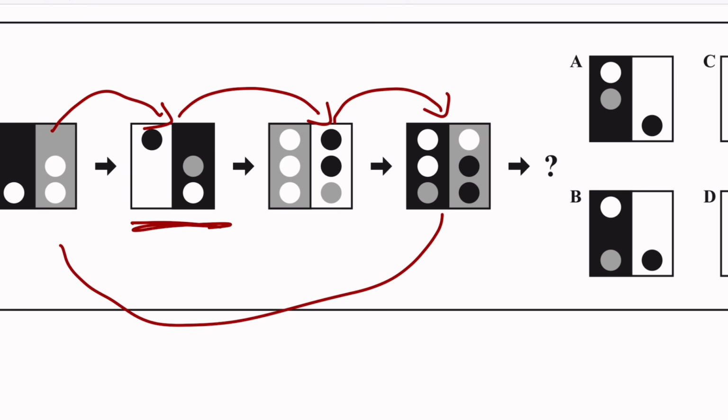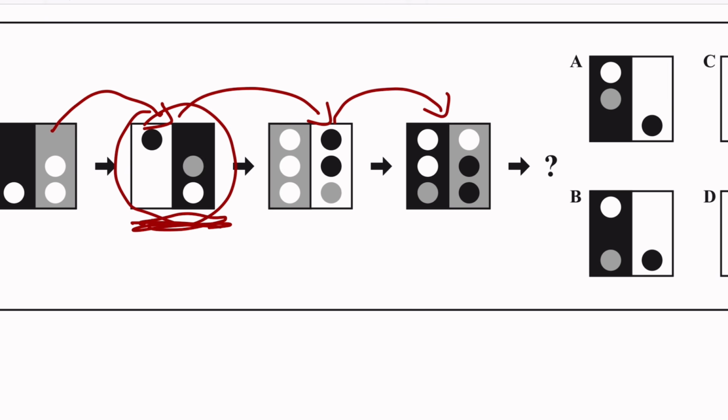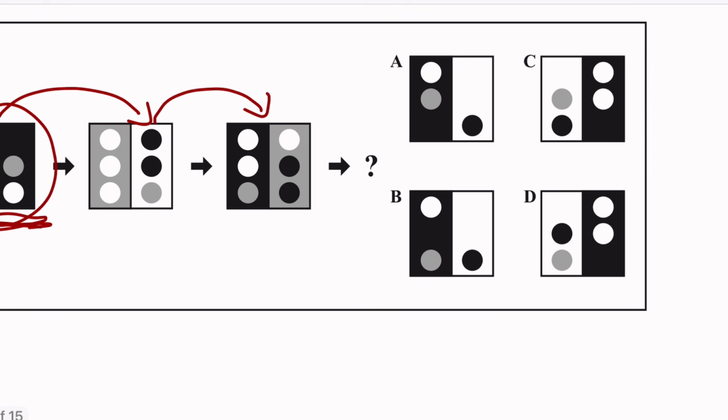Okay, remember that thing I told you earlier about restarting? So that's what has to happen. So you restart the pattern. So it goes back to a white and black layout. Which one has a white and black layout? C and D. So A and B are wrong.